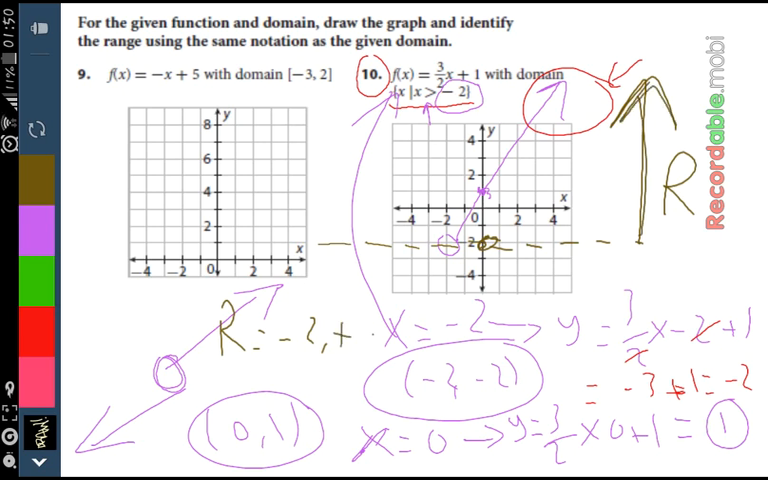We said earlier that positive infinity always takes rounded bracket, while negative 2 is not included because it has non-shaded circle, so it takes a rounded bracket also. So this is the range for this function and the graph for this function.